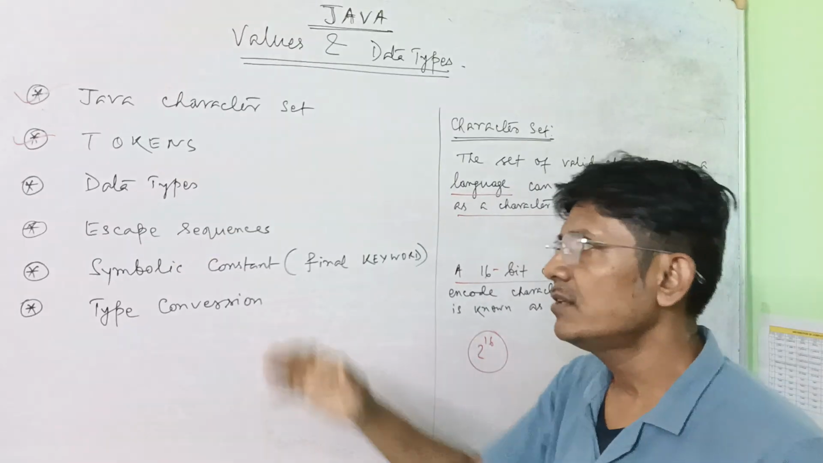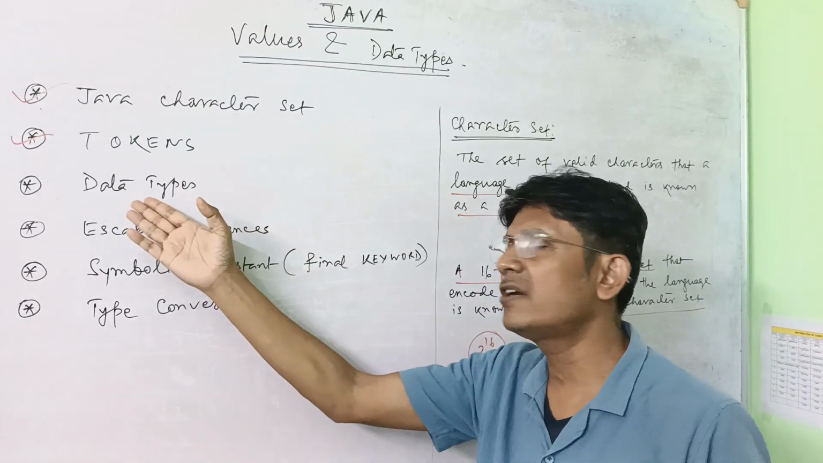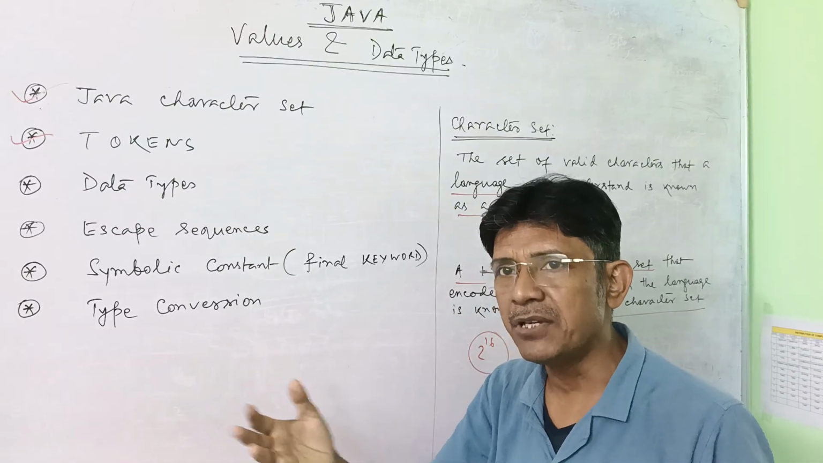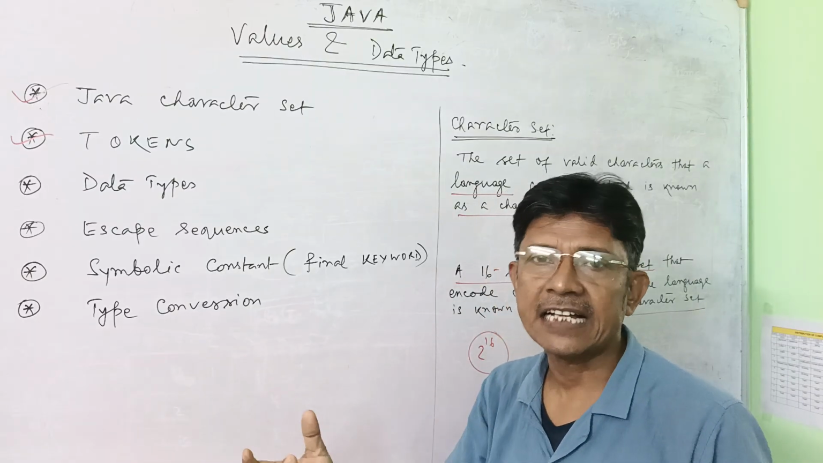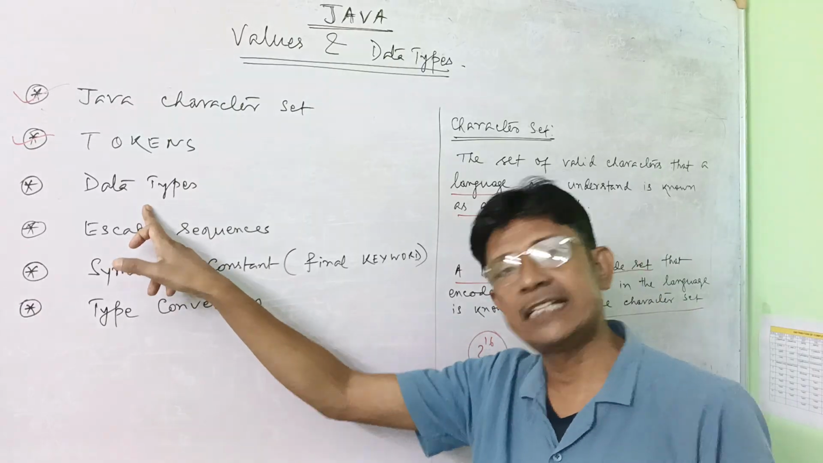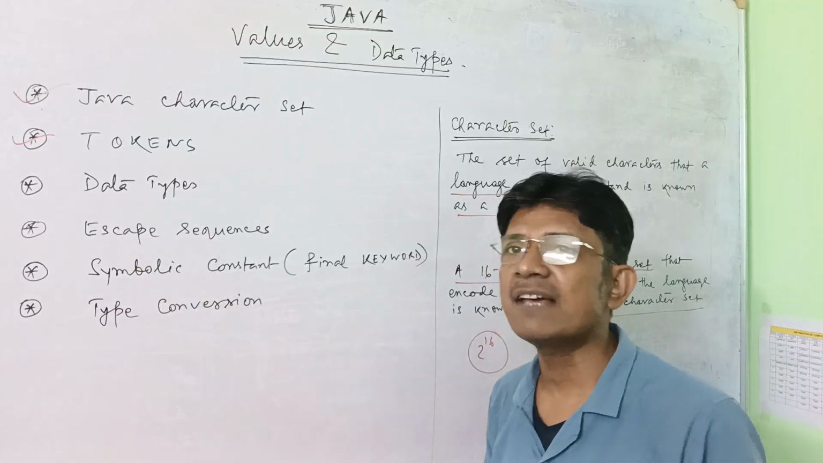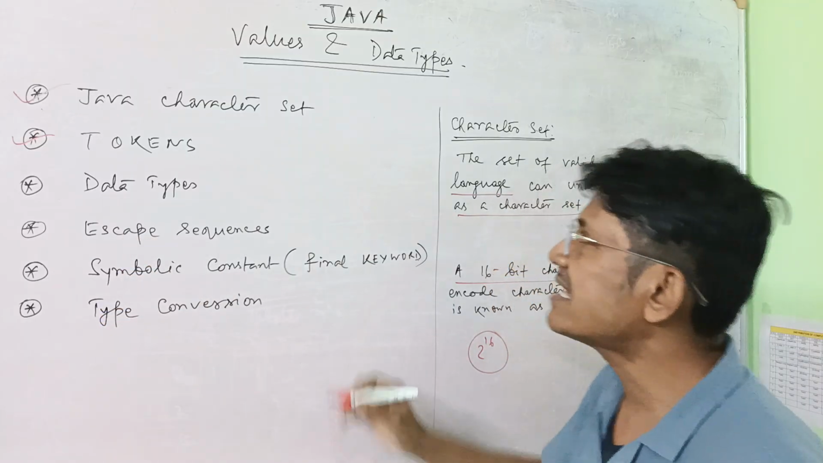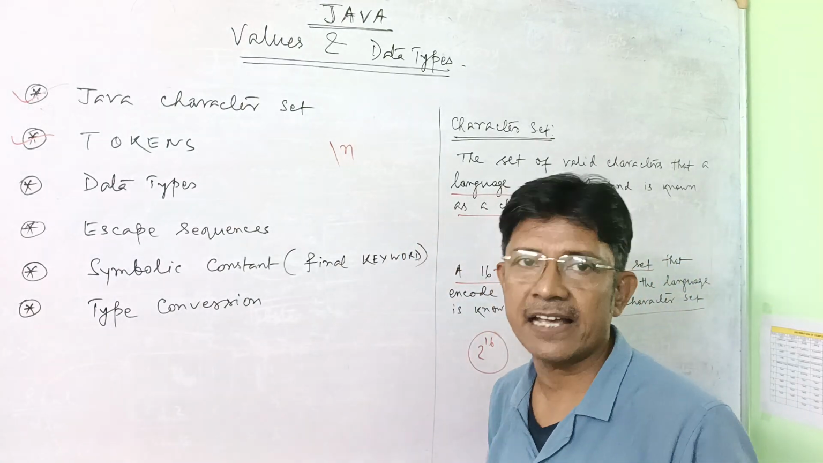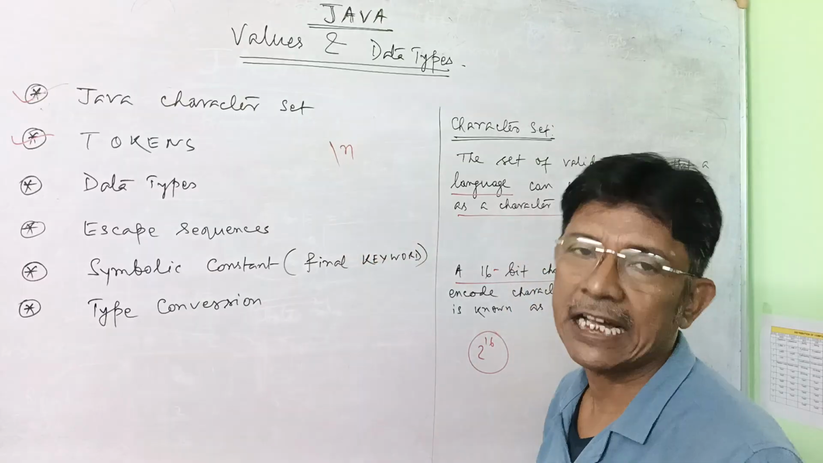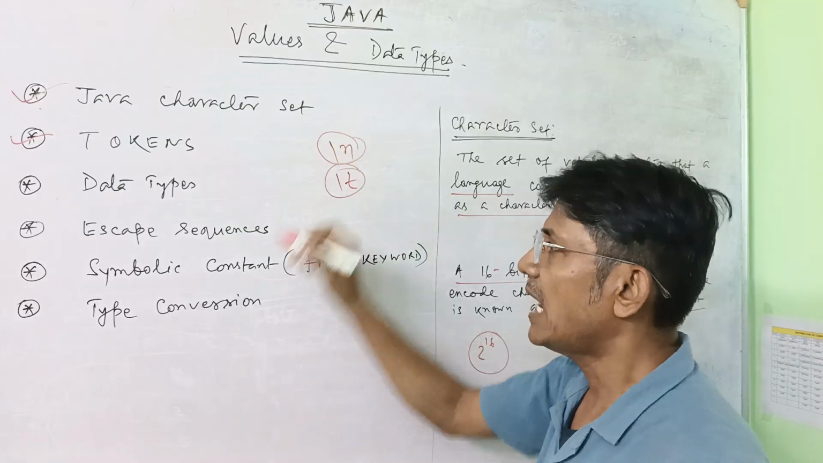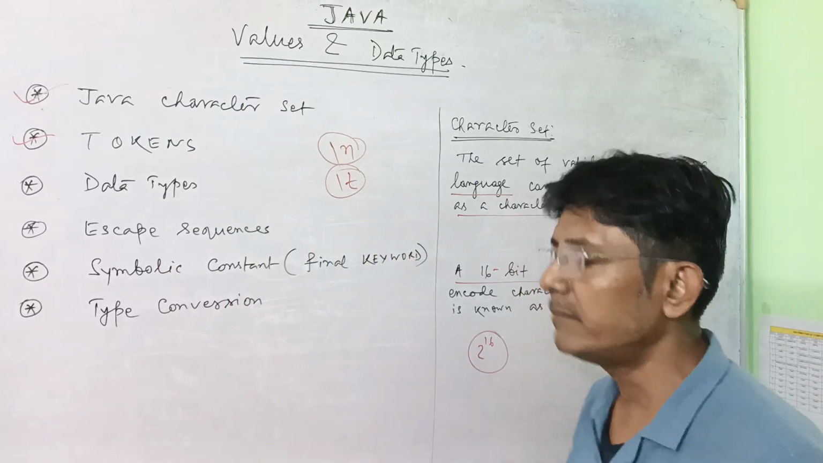Then data types. In my next class I'll explain data types. Whenever you write anything in the computer, what type of data is it? It is a character, a number, a text, a boolean value. That is called the data types. And escape sequence. Escape sequence means whenever we write something like \n. As you have seen in class 8, \n for new line, \t for tab. I'll explain in detail later in my next class.